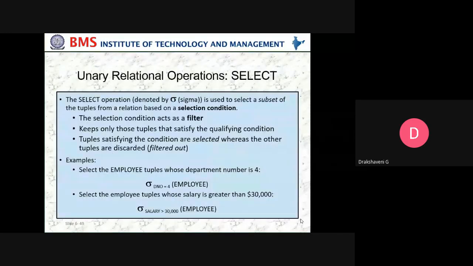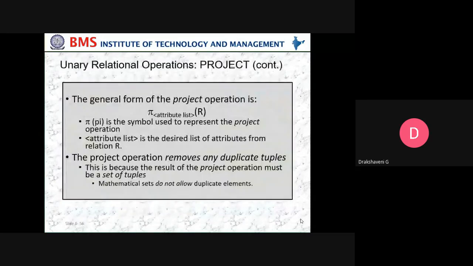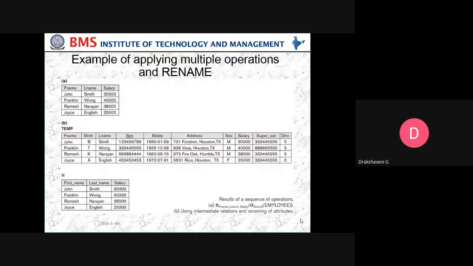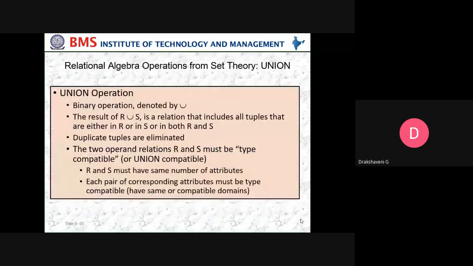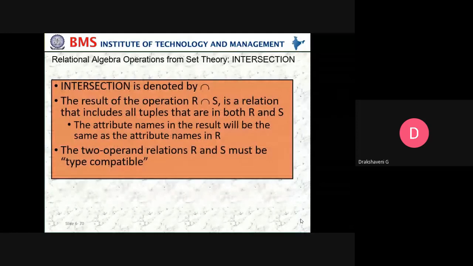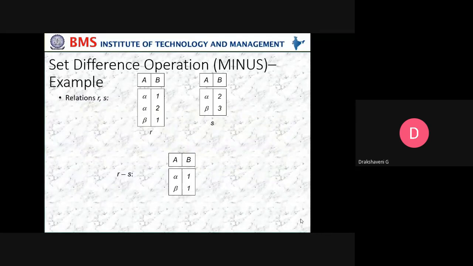And then we have seen about a unary relational operator, that is select. We have seen what is project, what is rename, and some examples. And union, you would have studied in your maths also. Union means if you have two sets, combine those two, that is union. In the same way, intersection means if there are two relations R and S, and there is something common in them, then we call it an intersection. Then set difference, that is minus.